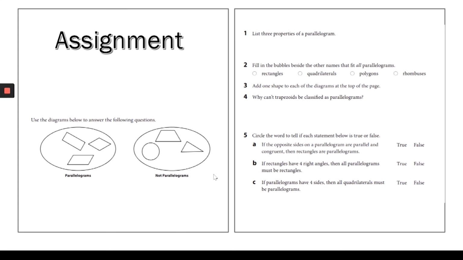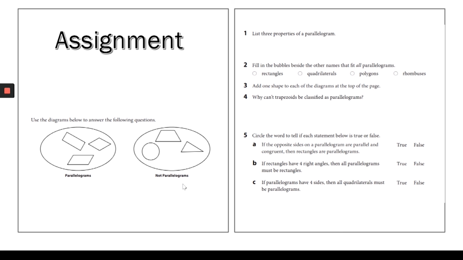Okay, 5th graders, here is today's assignment. Make sure you communicate with your teacher on how they want you to turn it in. So you're going to be using these diagrams on the left, parallelograms, not parallelograms, to help you complete the assignment. Number 1, you'll need to list 3 properties of a parallelogram. Number 2, fill in the bubbles beside the other names that fit all parallelograms.